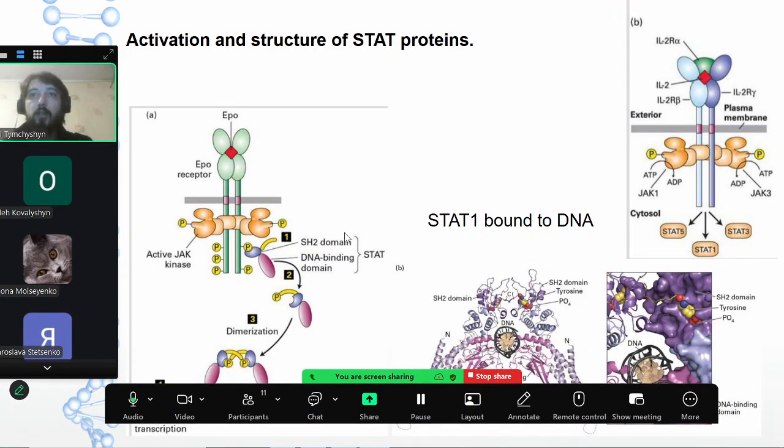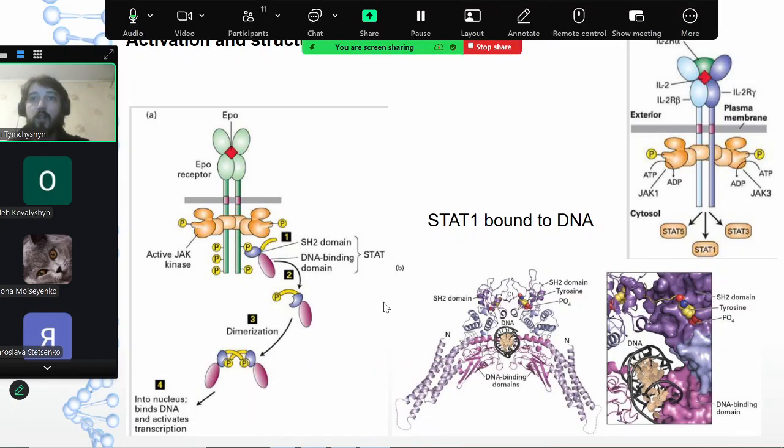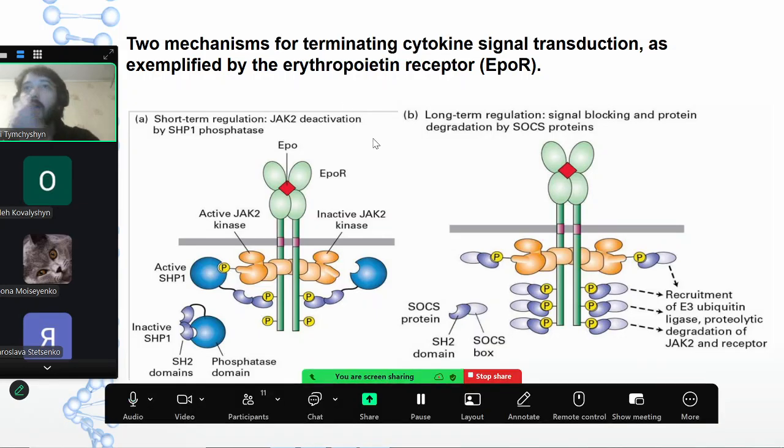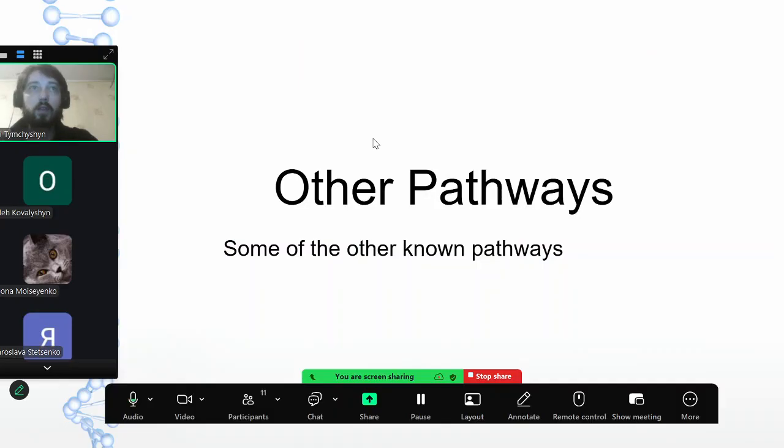Here you see this description of the pathway. Here you see activation of the STAT proteins. Here you see the dimerization was performed. Here are JAKs, the Janus kinases. Here you see STAT proteins, and these STAT proteins bind to the DNA, and basically they can activate or inhibit some of the genes. Here are some more mechanisms. I think I'll skip that.